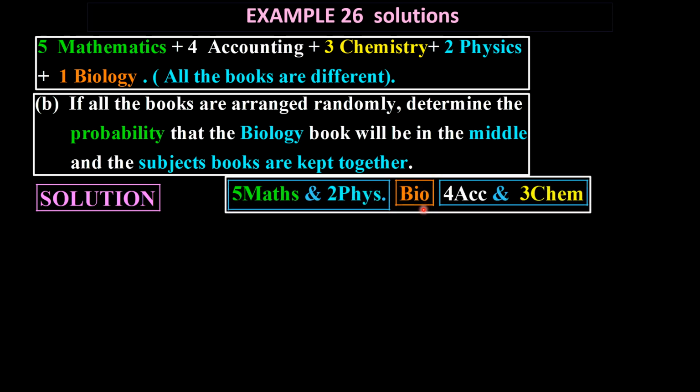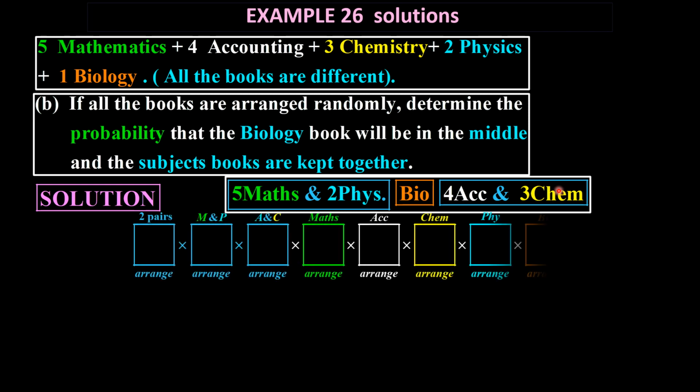So that's my possible. The biology is in the middle, so I can only have maths and physics on the left and accounting and chemistry on the right, or the other way around, right? So that's the arrangement there. The biology is in the middle, so it's actually fixed. So there we have two objects, the left and the right. So that's the two pairs that I have there, right? That's a pair, and there's a pair, so that's the two pairs.